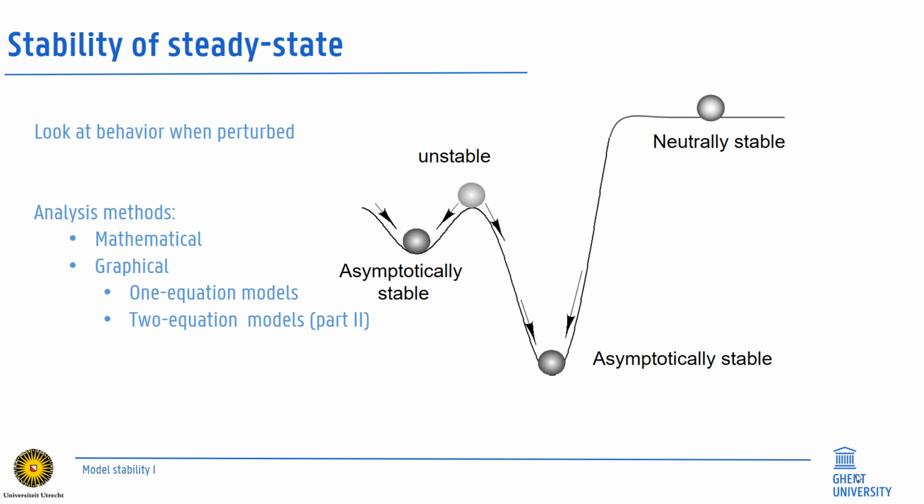When the ball is on a flat surface, so when equilibria are present across a parameter range, the system is called neutrally stable. We will during this lecture show how the stability can be assessed by means of analytical and graphical methods. We start with simple one-equation models.